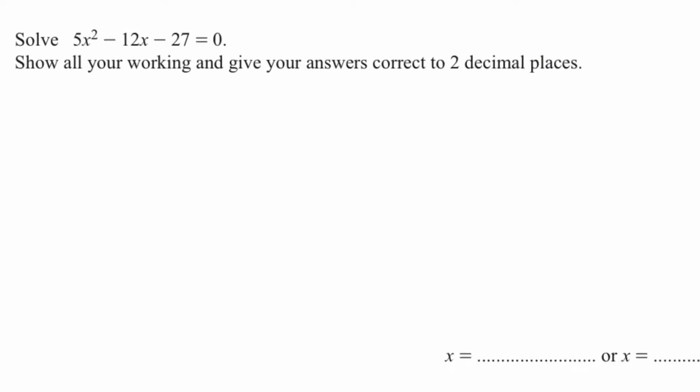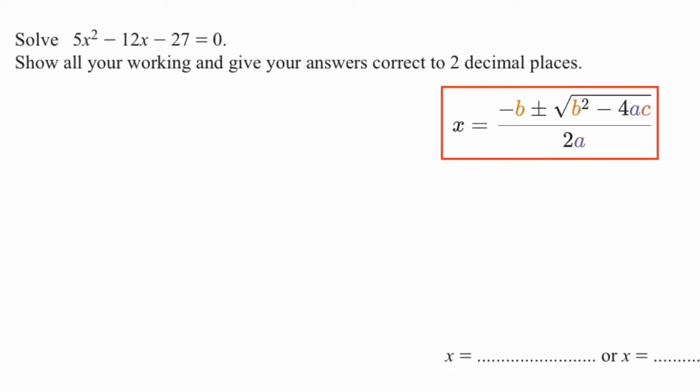Next question. Solve 5x squared minus 12x minus 27 is equal to 0. Show all your working and give your answers correct to 2 decimal places. Whenever it's a quadratic equation and you have to solve it to 2 decimal places, you either use the quadratic formula or completing the square. We are going to use the quadratic formula.